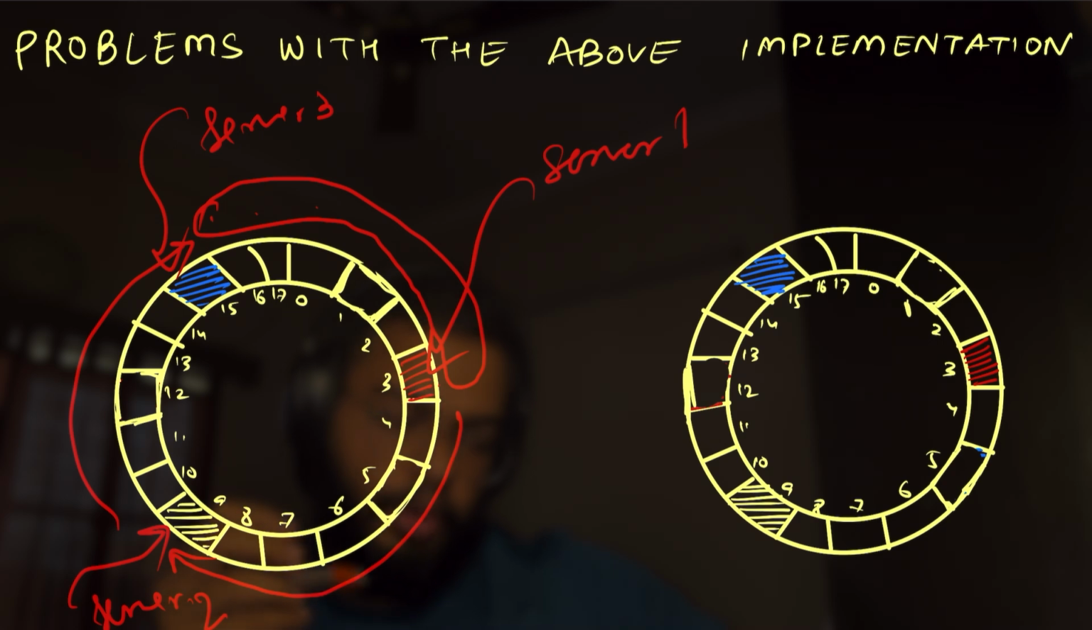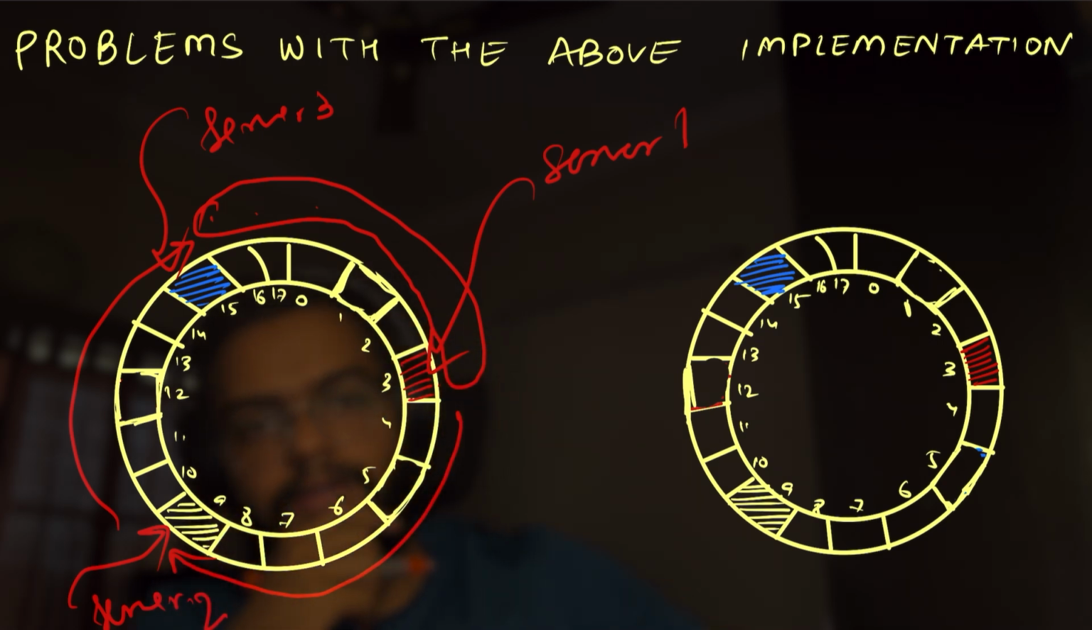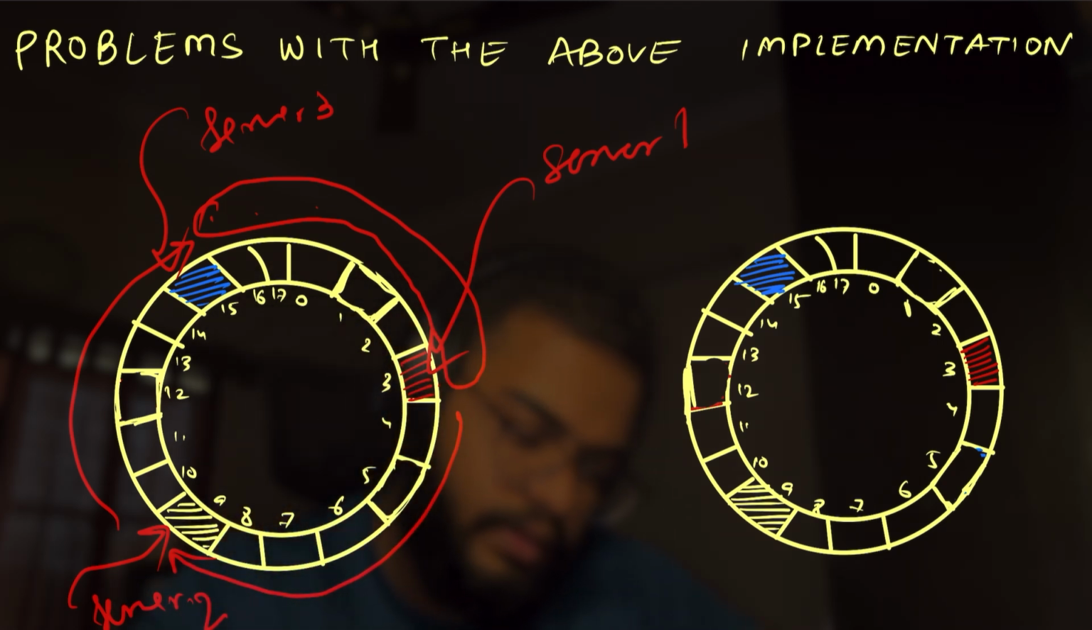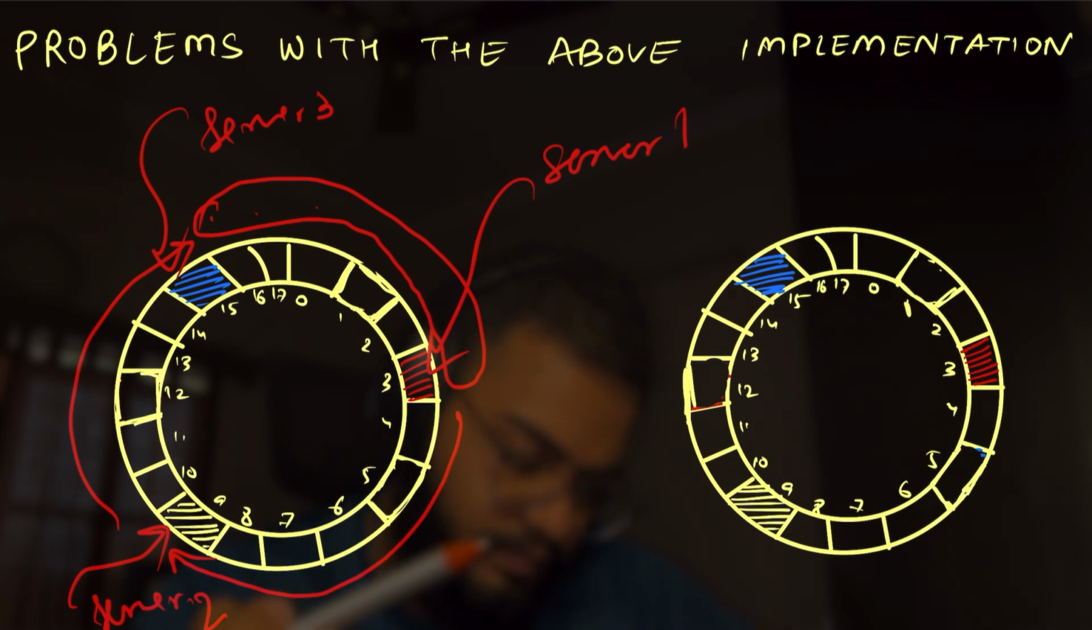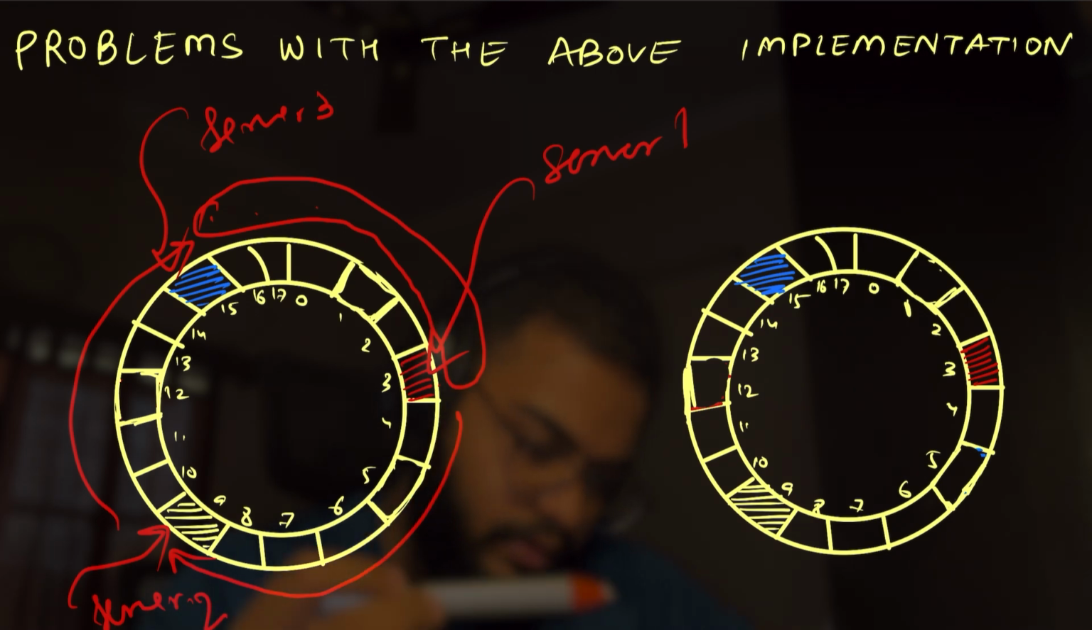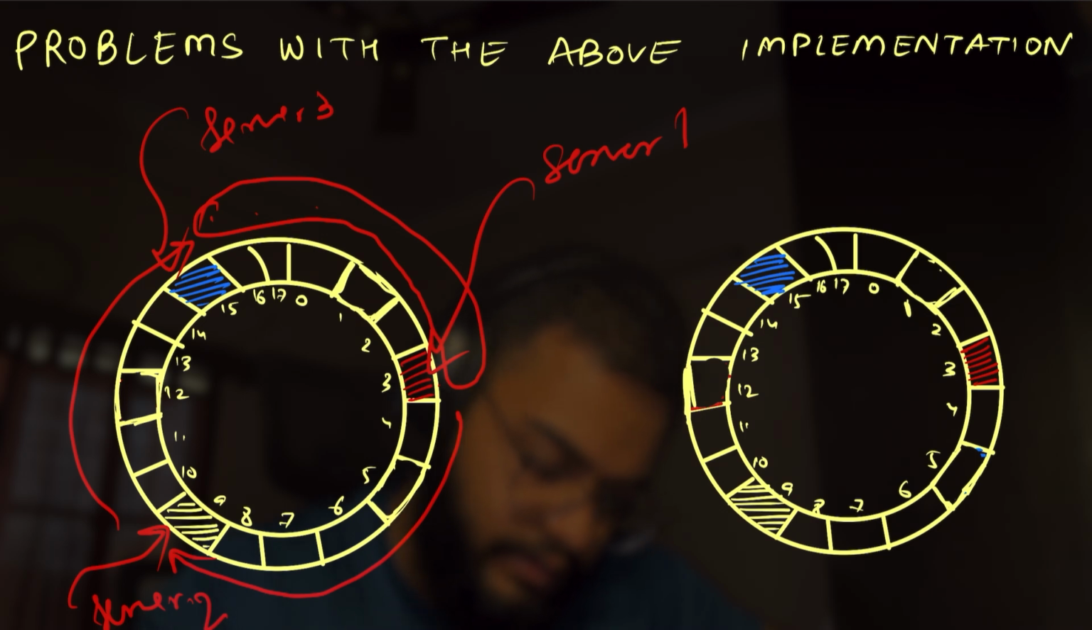Now we see there is a problem in this implementation. Suppose our server 3 fails. The server position 3, that means server 1 fails. Let me just take another color.